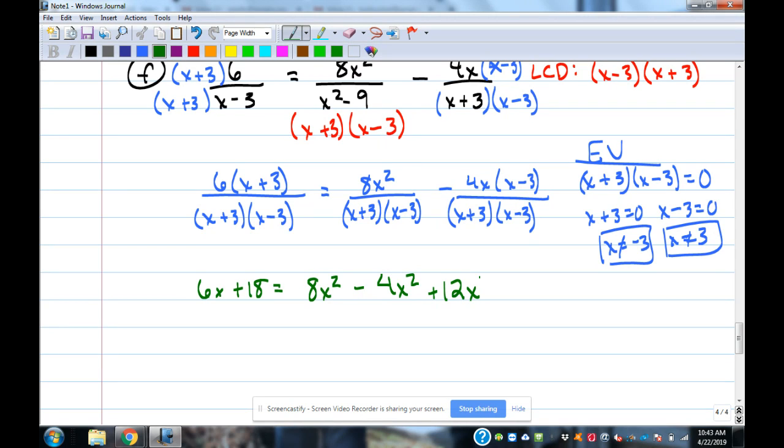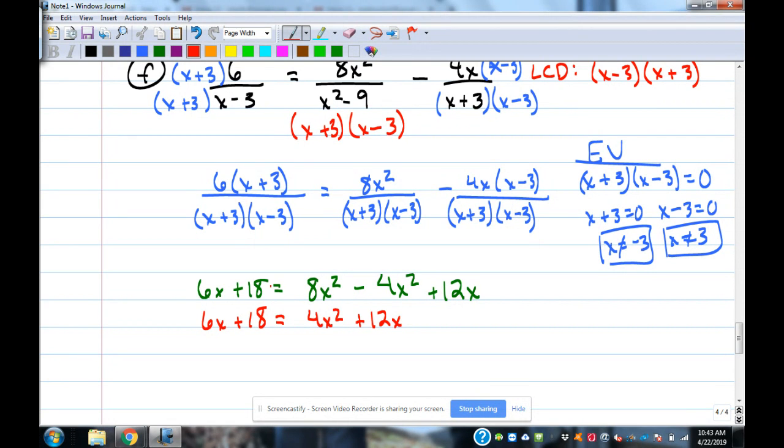Notice when I distributed the 4x, I distributed the minus sign with it. That's how I got the plus 12x there. All right, I'm going to simplify a little bit. Make that 4x squared plus 12x. And this is 6x plus 18 still.